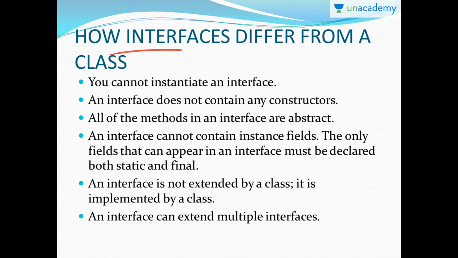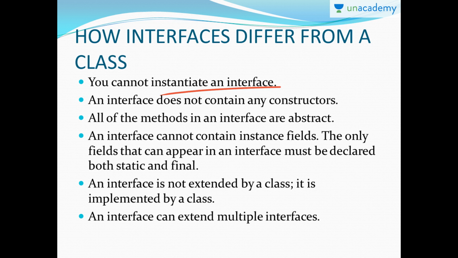Now let's see how interfaces differ from classes. When we have similarities, we should definitely have differences, right? So let's see what the basic differences are. As we have told, you need to implement an interface. That is, we need to write the implements keyword to inherit from it. We cannot directly instantiate an interface. We cannot instantiate an interface.